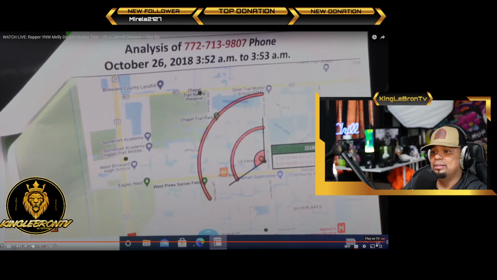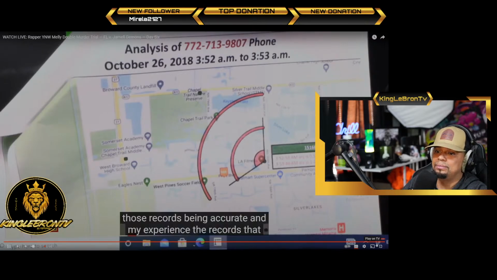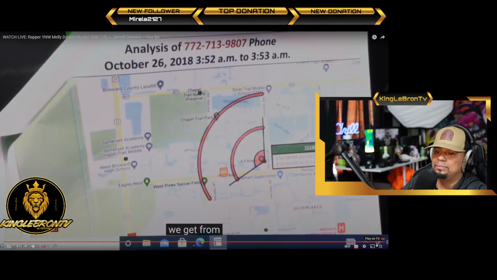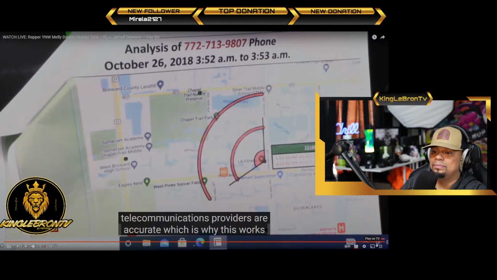So, yeah, the accuracy of this report is pinned on those records being accurate. In my experience, the records that we get from telecommunications providers are accurate, which is why this works.